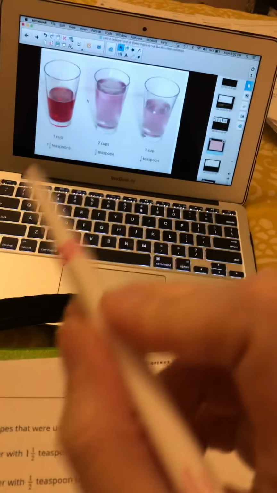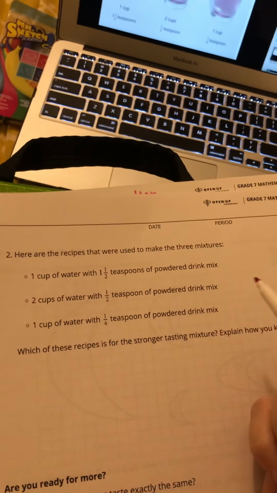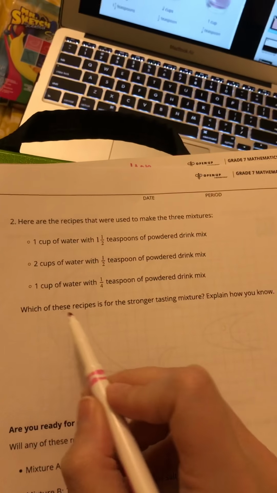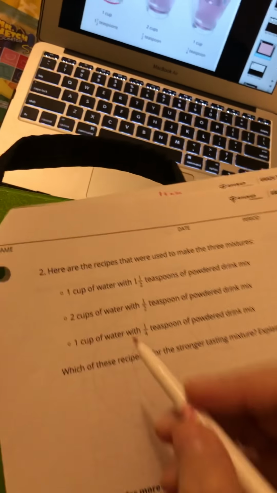So then we're looking at the question, and this has given us the recipe for each one of these. So again, this was A, B, C. Okay, so it says the first one, we had 1 cup of water. Oh, it says which of these recipes is for the stronger tasting mixture? Well, we could do double number lines for these.